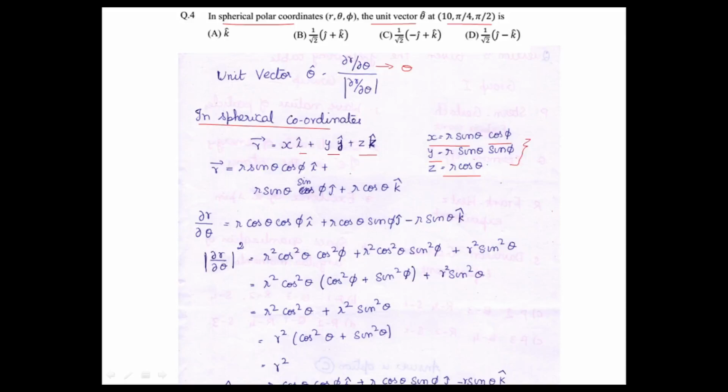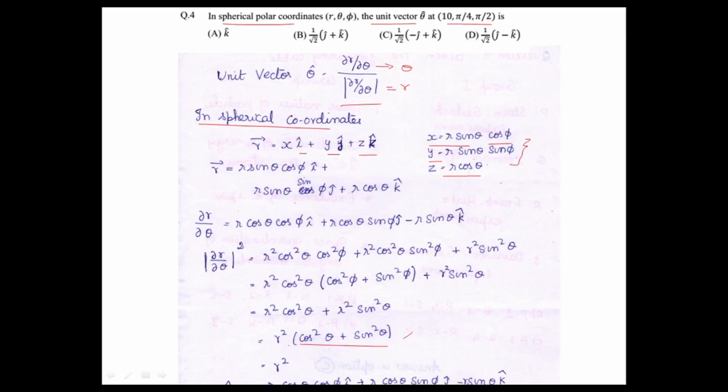Next we have to find the modulus of dou r by dou theta. So mod of dou r by dou theta squared is equal to, we have to square this term. Squaring this term and simplifying it, we will be getting r squared times cos squared theta plus sin squared theta. So sin squared theta plus cos squared theta is equal to 1, so we will be ending up with r squared. So mod of dou r by dou theta is equal to r.